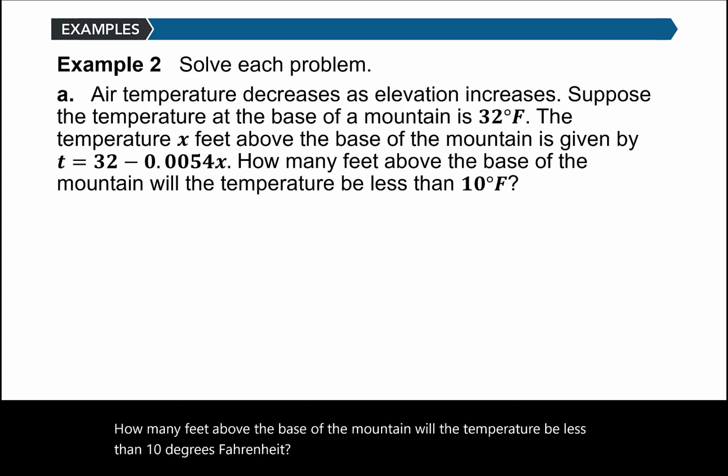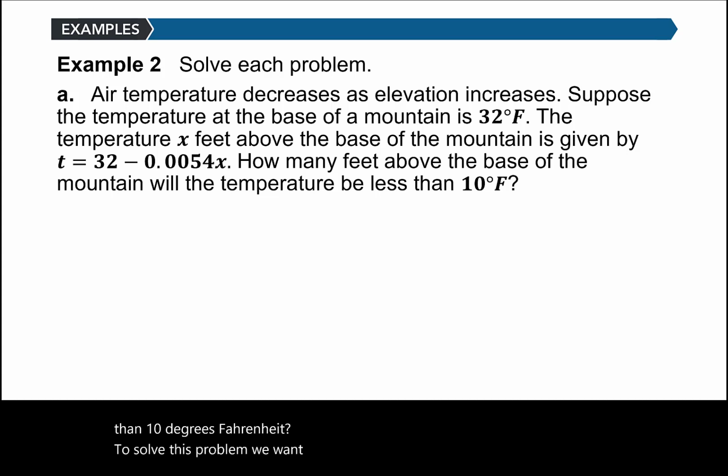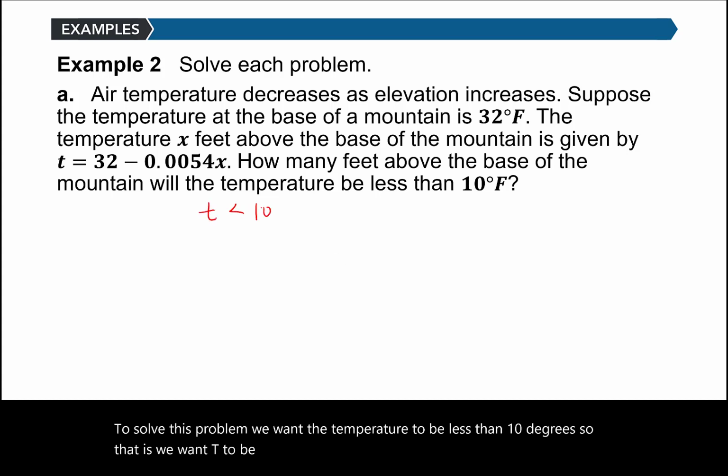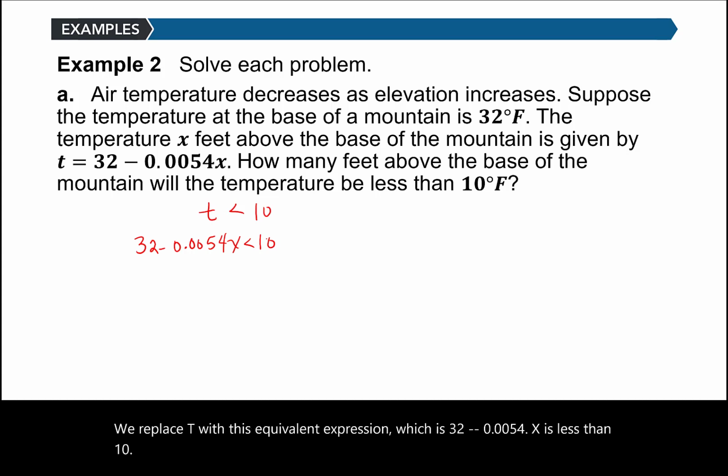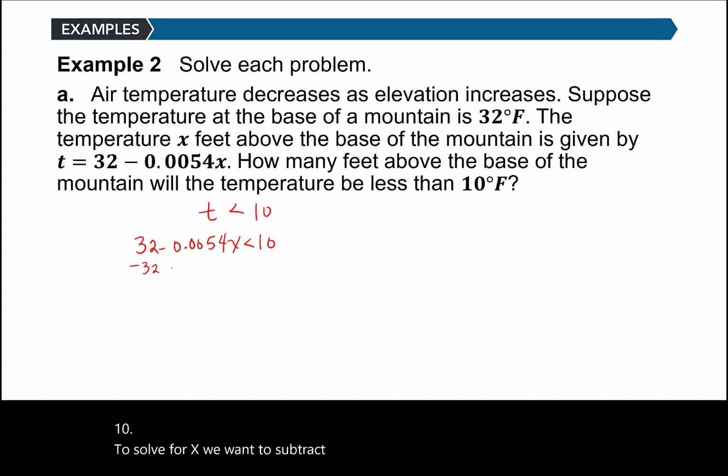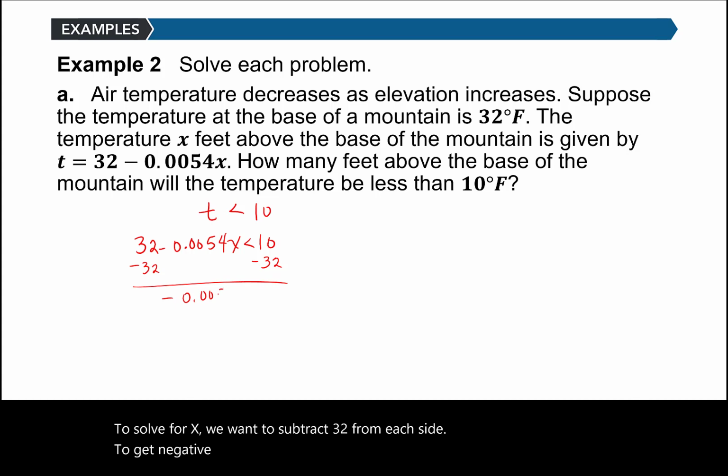To solve this problem, we want the temperature to be less than 10 degrees. So we want T to be less than 10. We replace T with its equivalent expression: 32 - 0.0054x < 10. To solve for x, we subtract 32 from each side to get -0.0054x < -22.